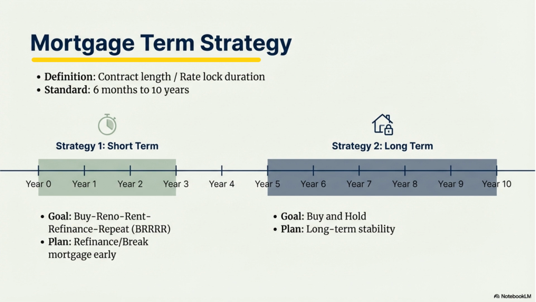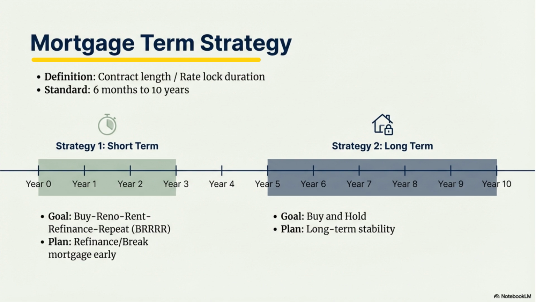Once we determine your rate type, we strategically choose your mortgage term. The mortgage term refers to your contract length and the duration for which a specific rate is locked in. Many people focus on rates as the primary way to save money on a mortgage. However, the most significant savings come from selecting the right term and amortization for your mortgage.